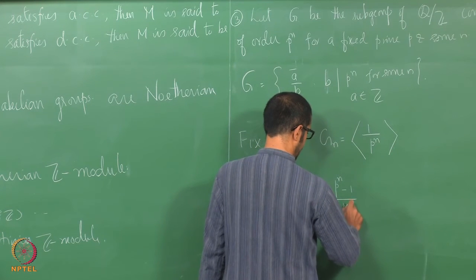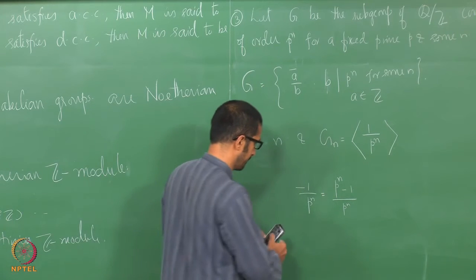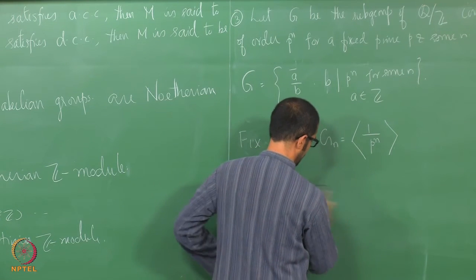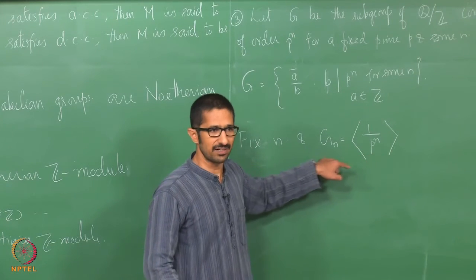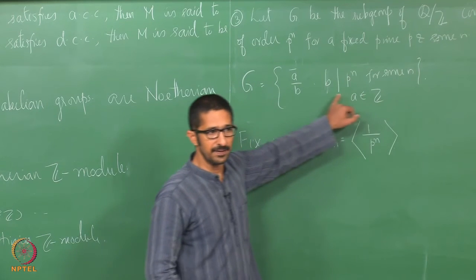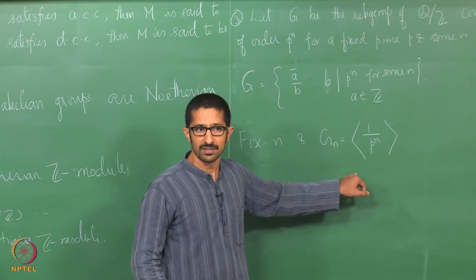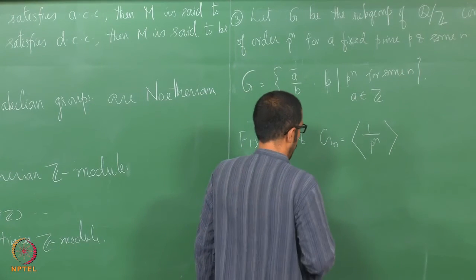By p power n. So, similarly minus 2, minus 3, so they are all here. So, therefore, this is a group of order p power n, right.